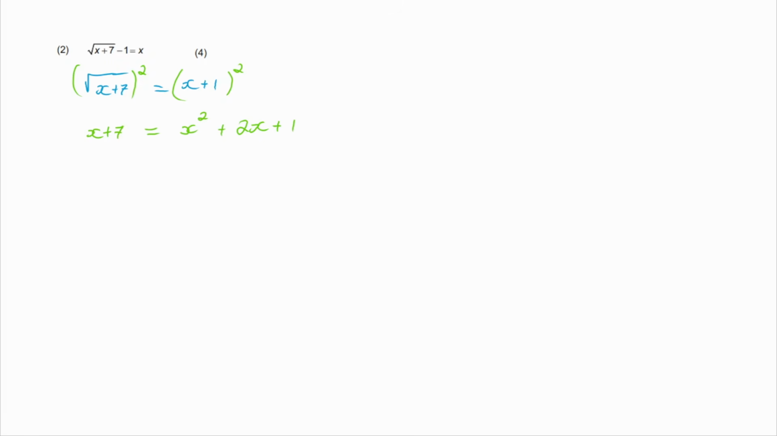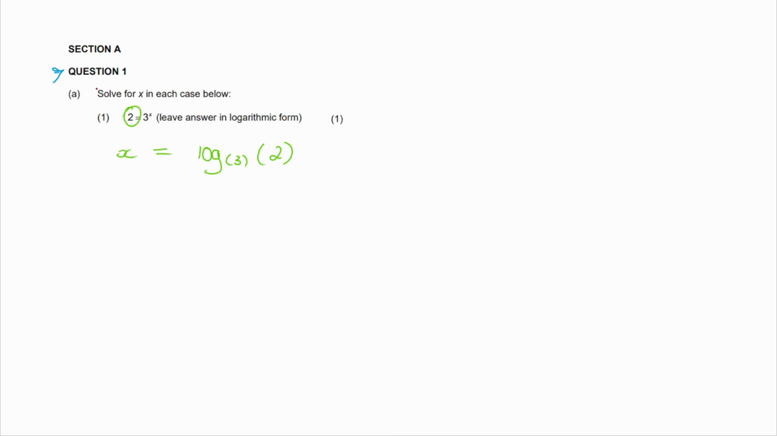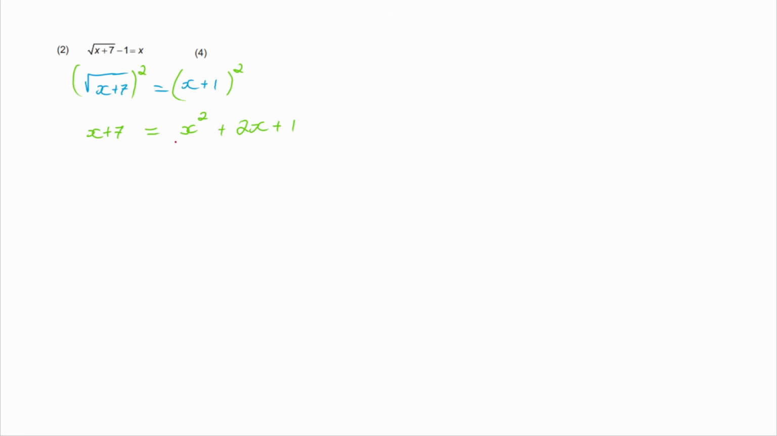Now we need to solve for x, because remember that was our instruction over here. Solve for x in each case below. So we have a quadratic. So what we need to do is we need to get everything on one side equals to 0. So if that comes across, we get this. When that comes across, we get -6 is equal to 0. Okay, so this one we can factorize easily.